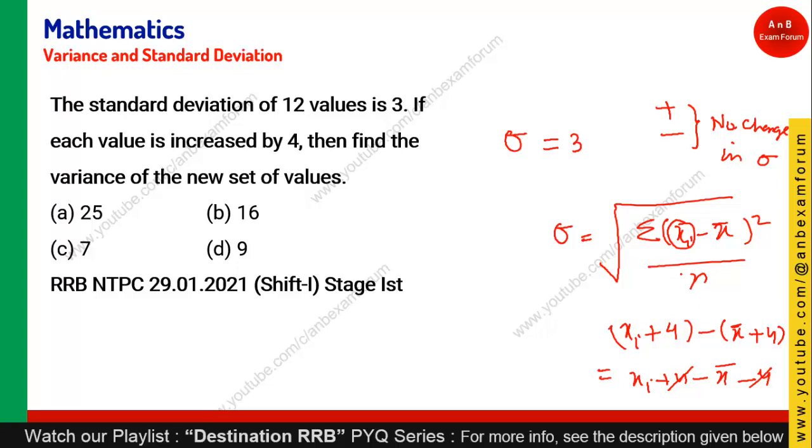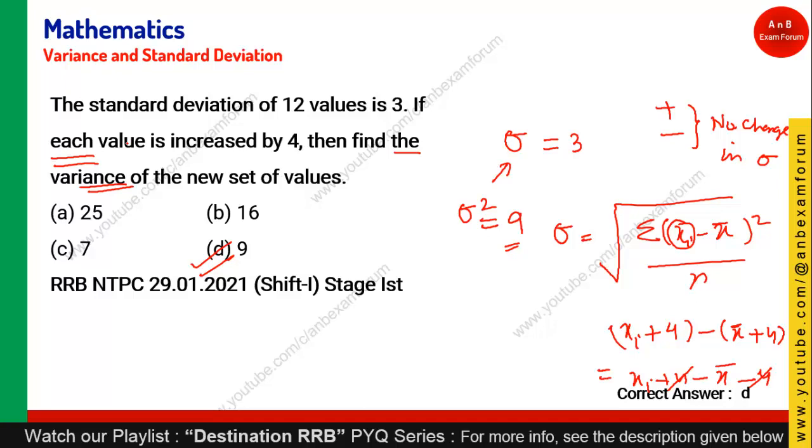So your standard deviation will not change. But they are asking the variance, not the standard deviation. Since your standard deviation remains the same, your variance will be its square. Sigma square is 3 square, that is 9. So simple, 9 is the correct answer. So option D is the right answer. Understood? Whenever each value, just mark this word, each value, is increased or decreased by a certain value, there is no change in the standard deviation.